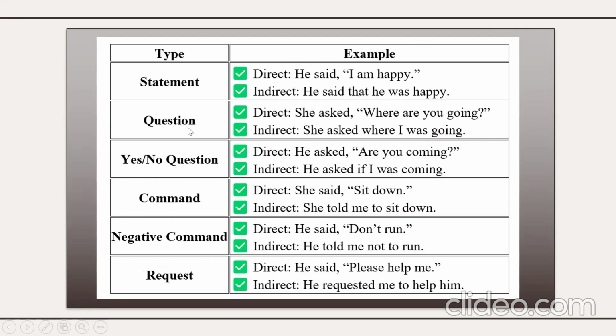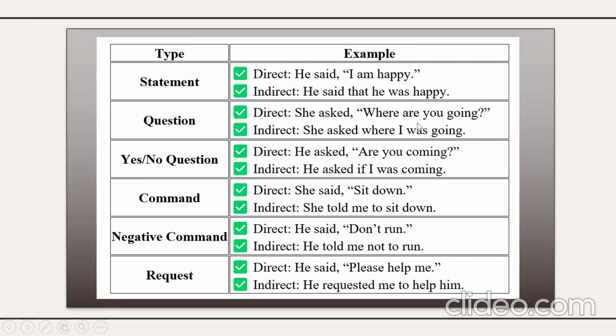Now, question. She asked, "Where are you going?" So it's a WH question. In such a case, what are we going to do? We are not going to connect these two parts of the direct speech by using that. We will not use the word that. We'll remove the comma and inverted commas, and we will copy the same WH question. Immediately next to the WH question, we'll write the subject. So, she asked, where are you going?